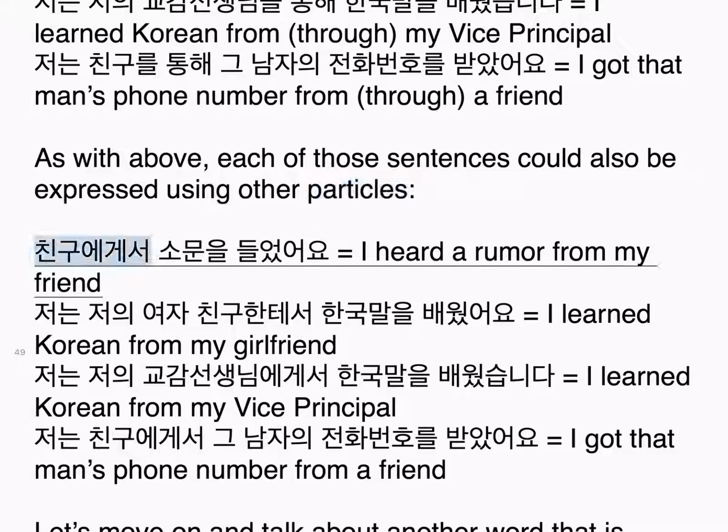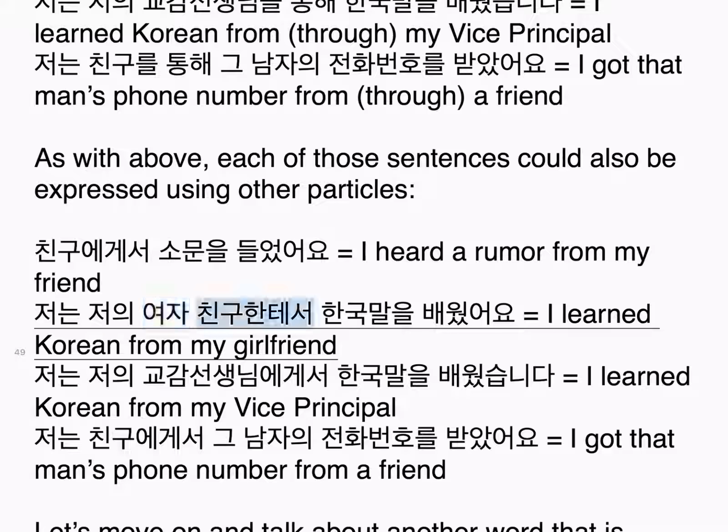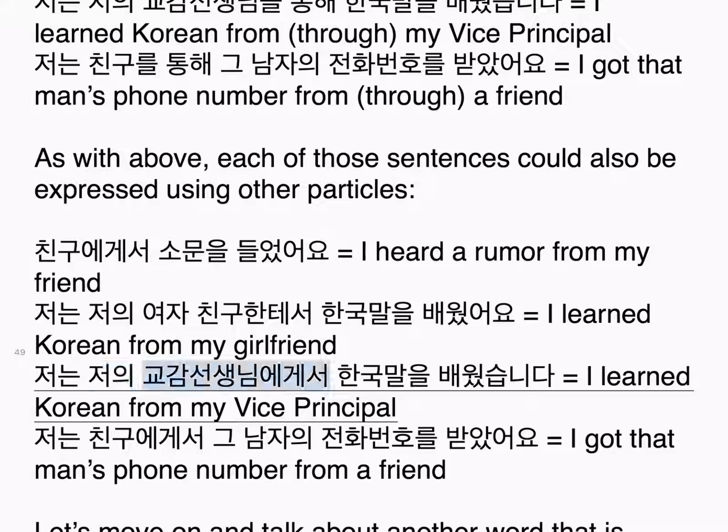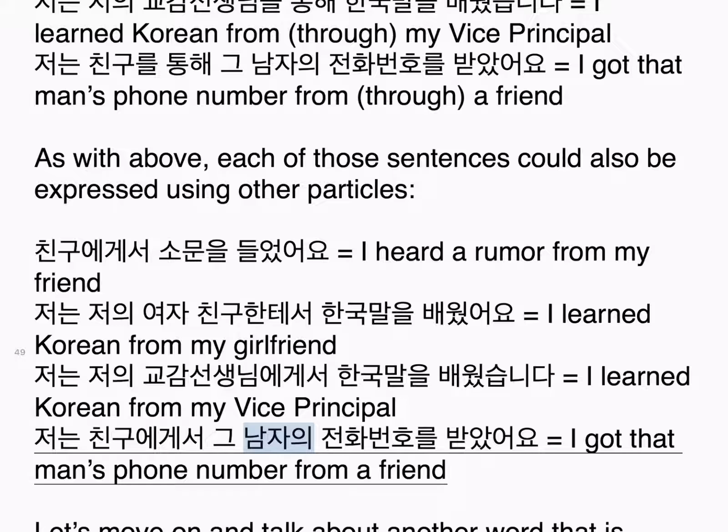친구에게서 소문을 들었어요. I heard a rumor from my friend. 저는 저의 여자친구한테서 한국말을 배웠어요. I learned Korean from my girlfriend. 저는 저의 교감 선생님에게서 한국말을 배웠습니다. I learned Korean from my vice principal. 저는 친구에게서 그 남자의 전화번호를 받았어요. I got that man's phone number from a friend.